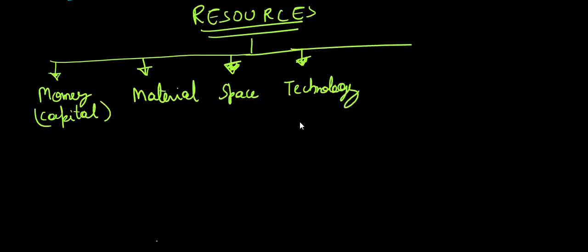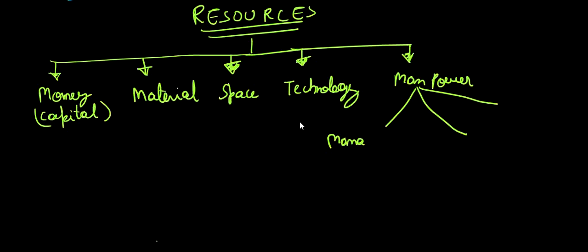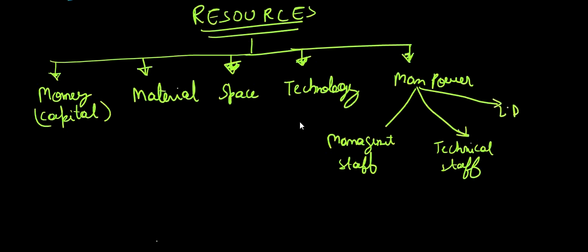The fifth thing that is important is, of course, the manpower. Manpower is really important for management of all tasks. Under manpower, there are further subdivisions. For example, there could be management staff, there could be a team of technical staff, and there could be a team of LDCs.